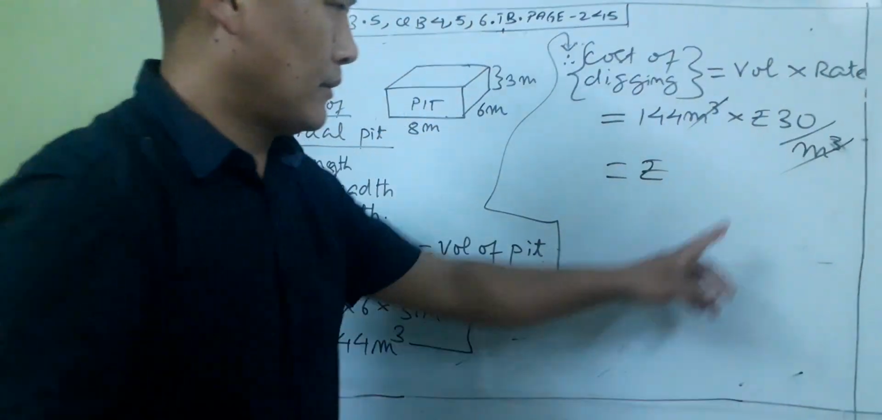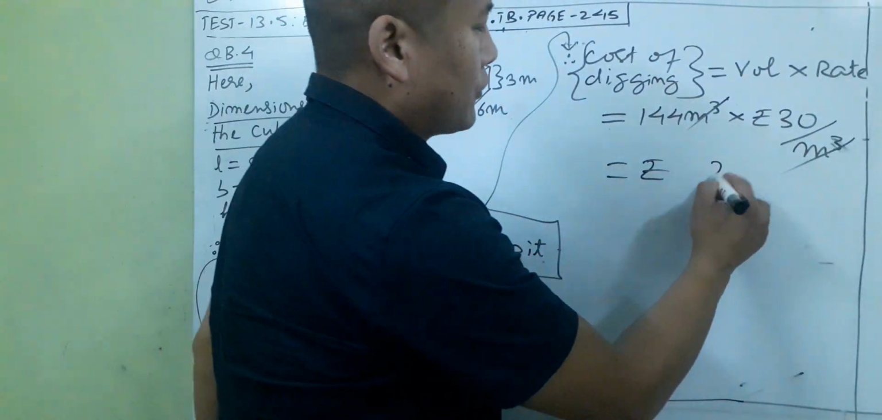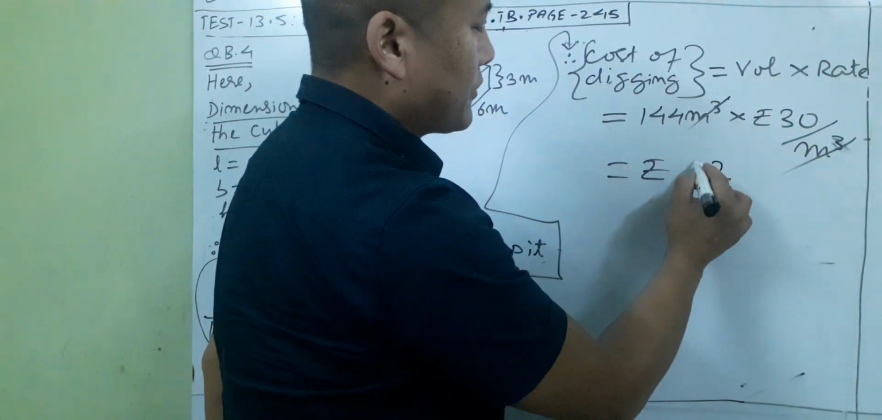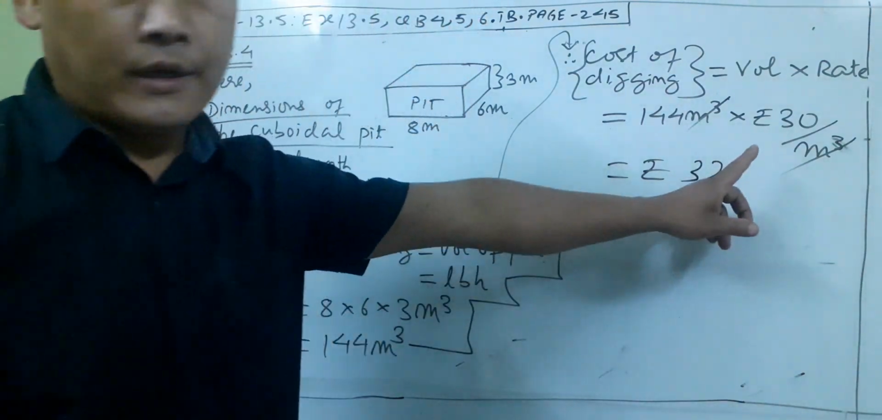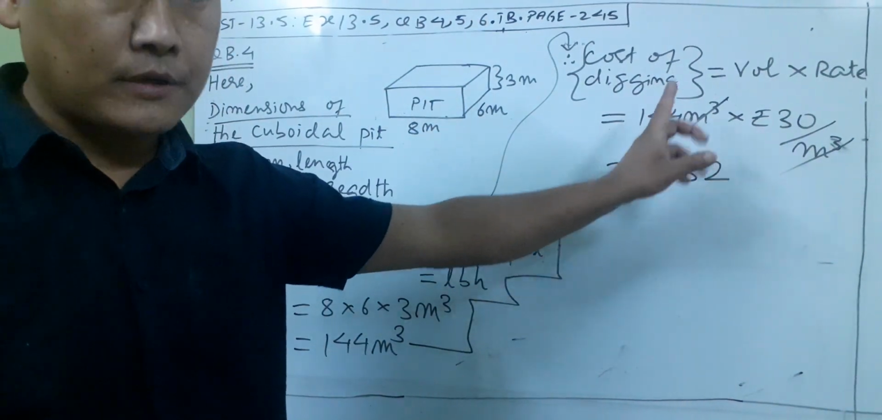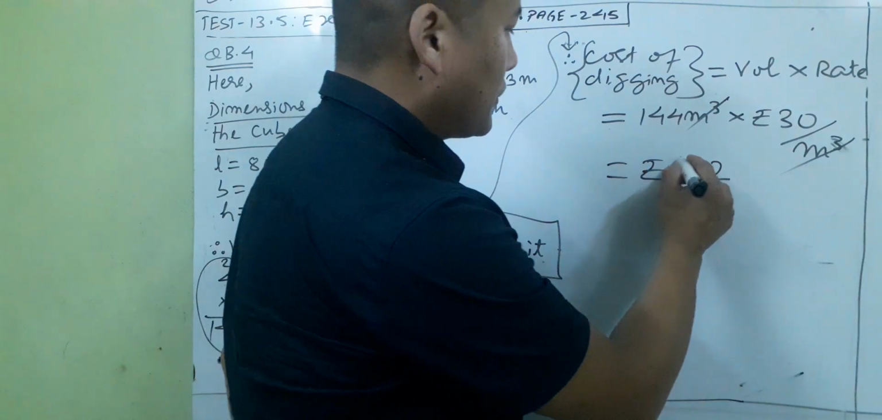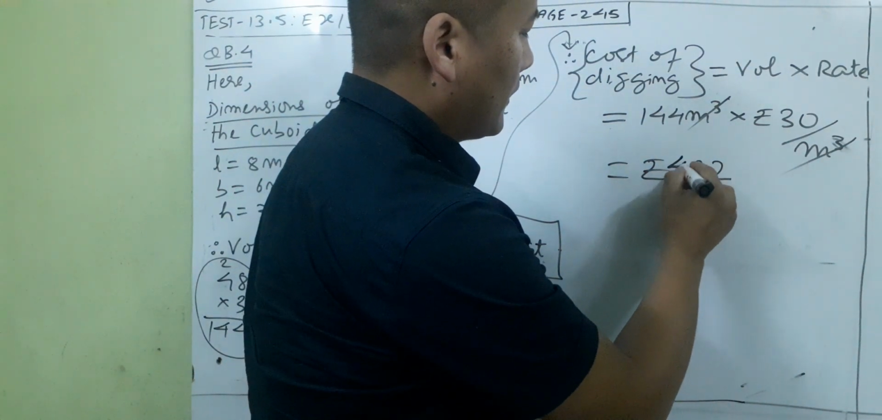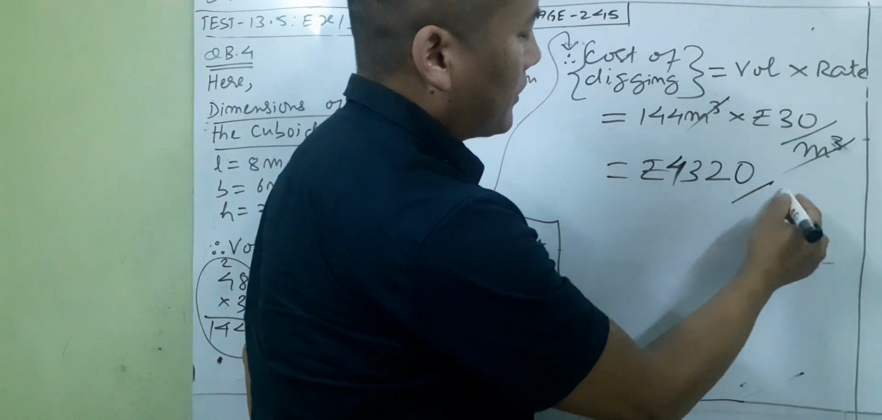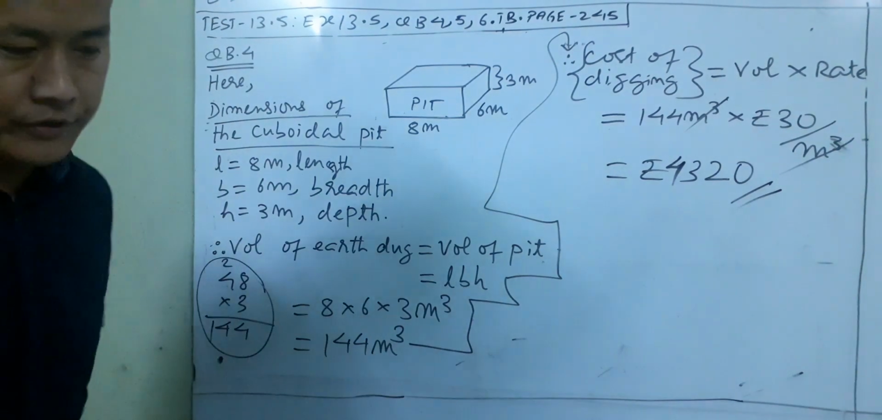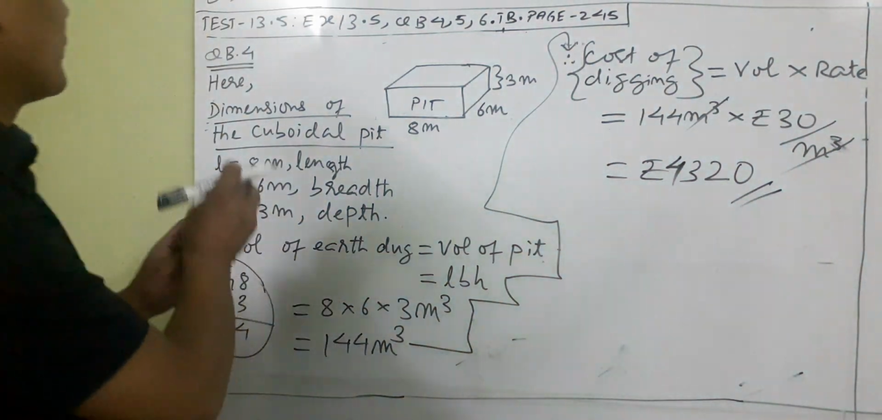You can write that. Then 3 4s are 12, 1 in hand, 3 4s are 12 plus 1 is 13, 1 in hand, and then 3 1s are 3 plus 1 in hand gives you 4. So the answer for this is 4,320 rupees. Okay, that was question 4.